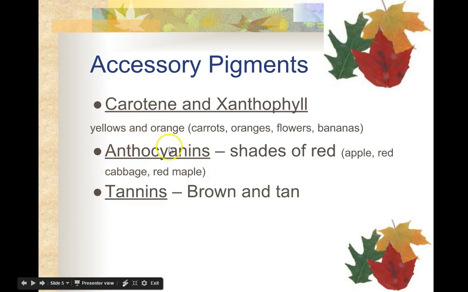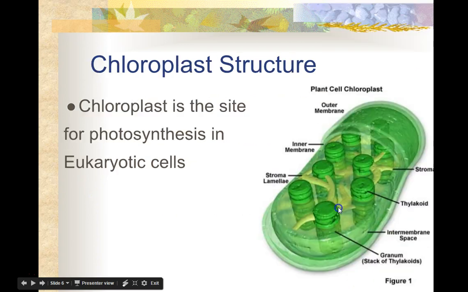Anthocyanins are another group of pigments, and these typically reflect the red light. So we see red apples, red cabbage, red maple leaves. That's because of the presence of the anthocyanins. Once all these accessory pigments disappear, typically you have a brown leaf that's left over, and that's because of the tannin that's left over after the leaves have changed colors.